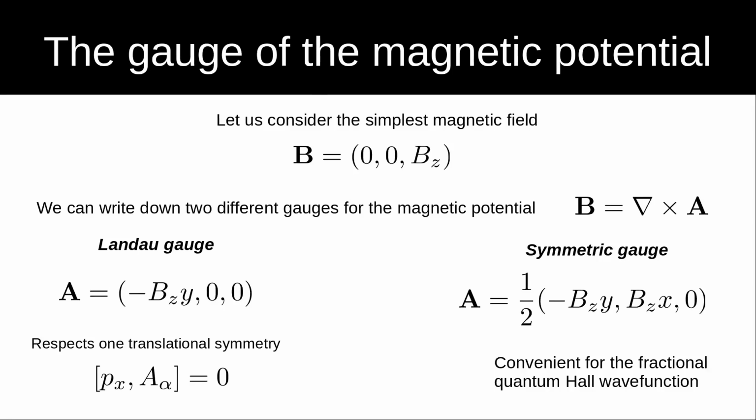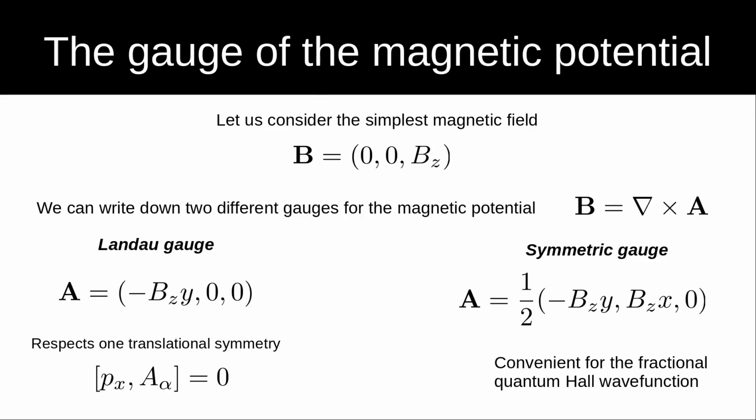Okay, so now we need to solve the Schrodinger equation with a magnetic field. And at this point, we need to consider which exact gauge we are going to be working with. As you know, we are going to focus on the case where the magnetic field is completely perpendicular to the sample. So the magnetic field is (0, 0, B_z).